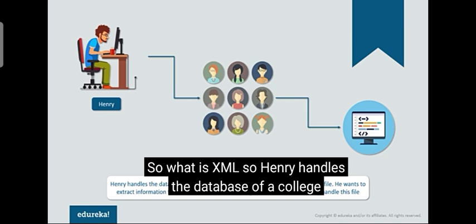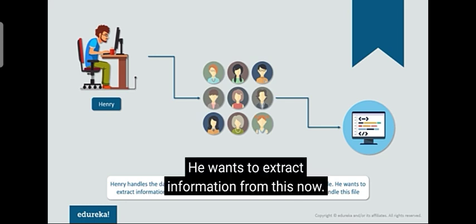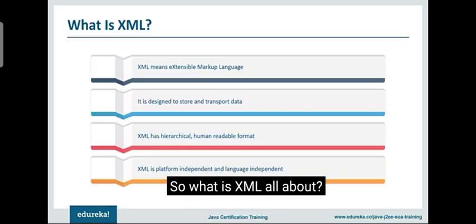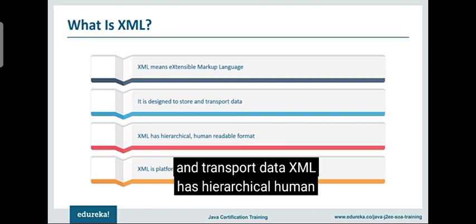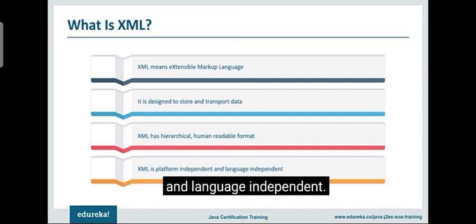So what is XML? Henry handles the database of a college, but the data is stored in the form of an XML file. He wants to extract information from this. Now he is learning XML so that he can handle it easily. So what is XML all about? It's an extensible markup language. It is designed to store and transport data. XML has a hierarchical, human readable format. XML is platform independent and language independent.